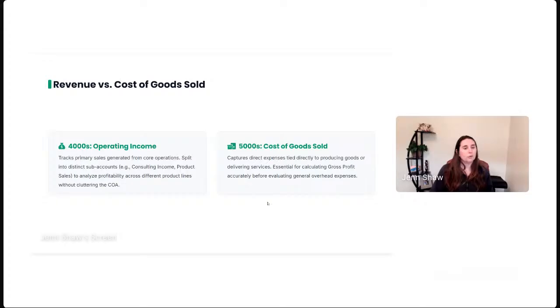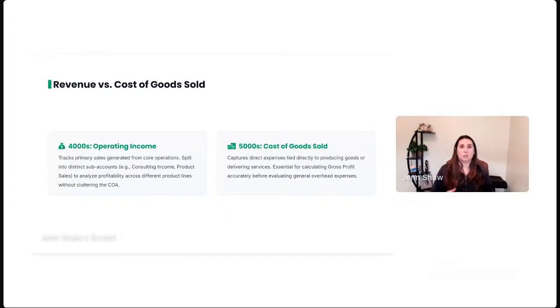Okay, so then we're going to hop over to our profit and loss side. So when we are reading these, we want to see what kind of information is on here. The top line is going to be our operating income, and that's going to be in our 4000s. So this is going to be key things in your business that create revenue and why you're doing the job.